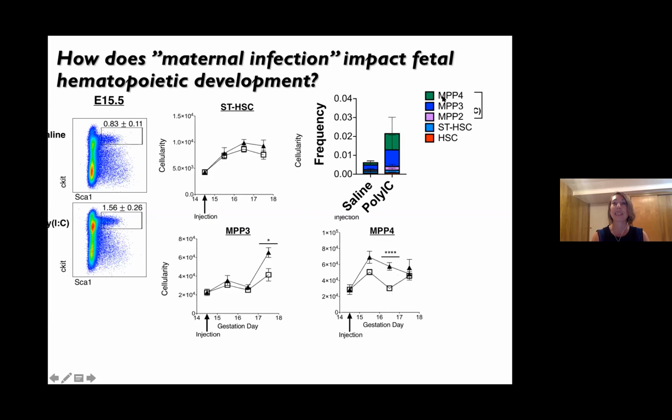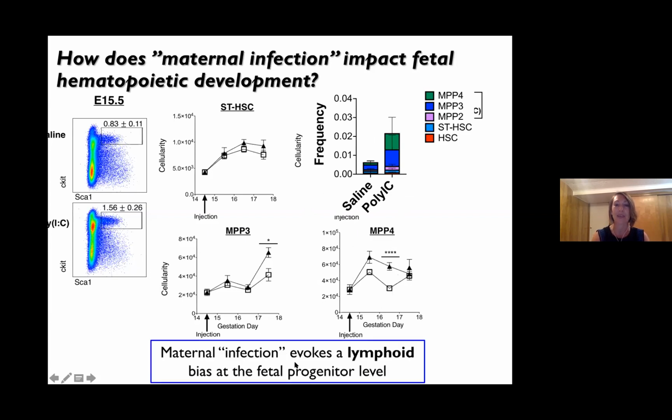But when we look at this as a proportion of cells within the stem and progenitor compartment, you can see very clearly how expanded this MPP4 compartment is. And so this was a direct line of evidence for us to show that maternal infection likely evokes a lymphoid bias at the progenitor level. And we are now completing analysis of a single cell sequencing data set that suggests that these MPP4s are coming directly from our DRHSC expansion.